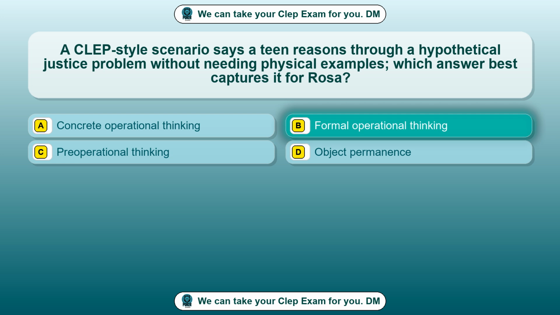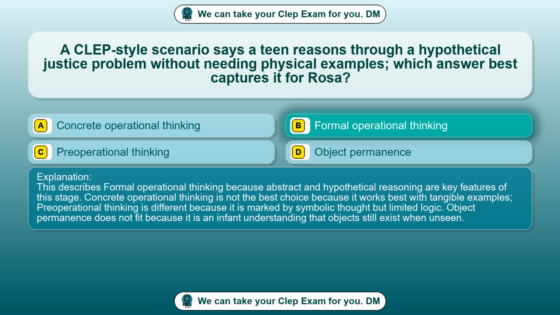The correct answer is option B, formal operational thinking. This describes formal operational thinking because abstract and hypothetical reasoning are key features of this stage. Concrete operational thinking is not the best choice because it works best with tangible examples. Pre-operational thinking is different because it is marked by symbolic thought but limited logic. Object permanence does not fit because it is an infant understanding that objects still exist when unseen.